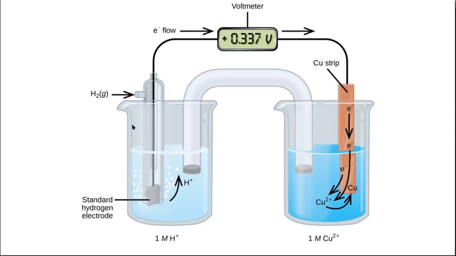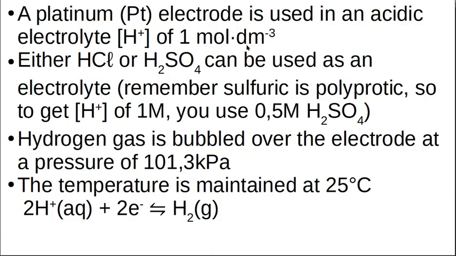And for instance, if you put this hydrogen with copper, you would get that 0.34 volts that's on the table that you can read on your table of standard reduction potentials. So if you put the platinum electrode in, it's in an acidic solution of protons of 1 mole per cubic decimeter. You can use hydrochloric acid or sulfuric acid, okay? But watch out if you use sulfuric acid, it's polyprotic. It's going to donate 2 protons, so it's half a mole of sulfuric acid to give you 1 molar protons.